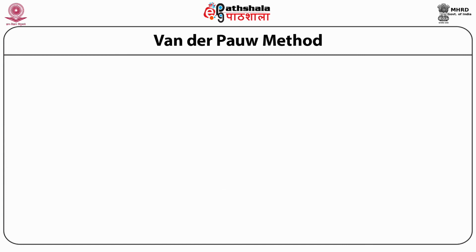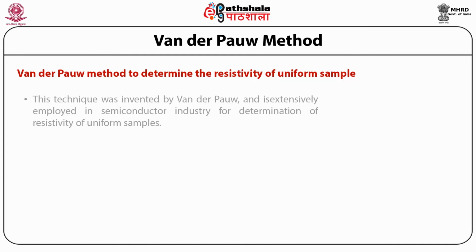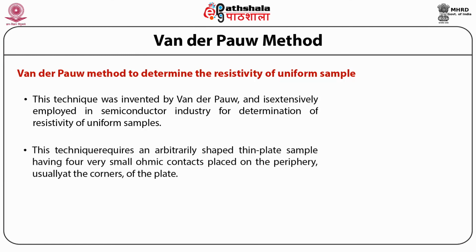So next let us see about the Van der Pauw method to determine the resistivity of a uniform sample. This technique was invented by Van der Pauw and is extensively employed in the semiconductor industry for determination of resistivity of uniform samples. The technique requires an arbitrarily shaped thin plate sample having four very small ohmic contacts placed on the periphery, usually at the corners of the plate.